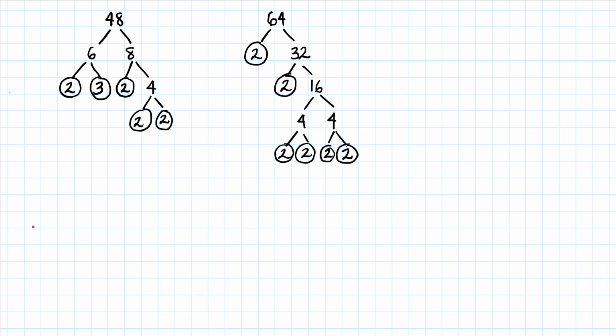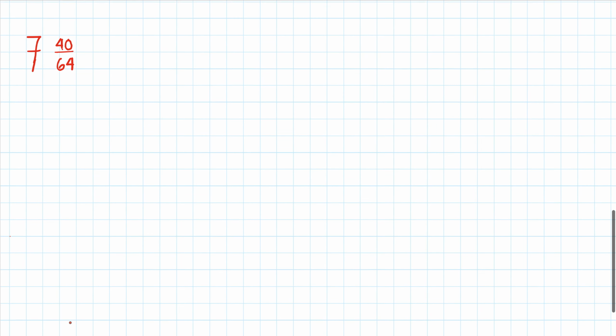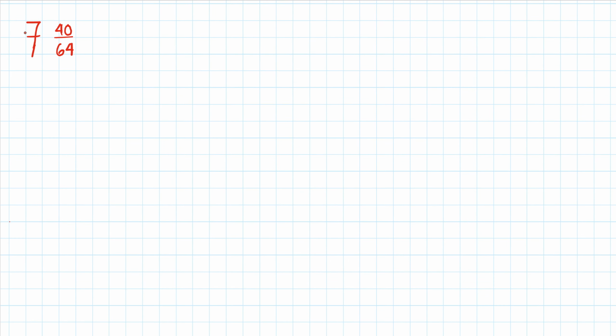Let's do this one. 7 and 40 over 64. Okay, so what happens with this one is that we have a mixed fraction. But what we have to know when we have mixed fractions is that the whole number, I don't have to simplify it, okay? It's already simplified. I only have to worry about the fraction part, that is 40 over 64.